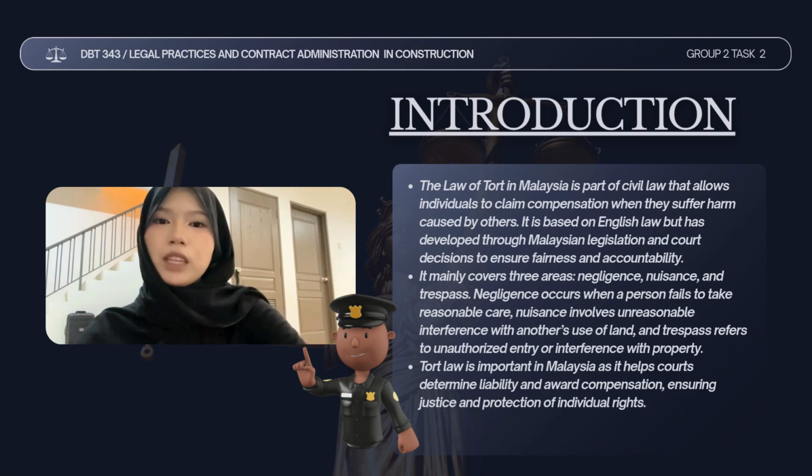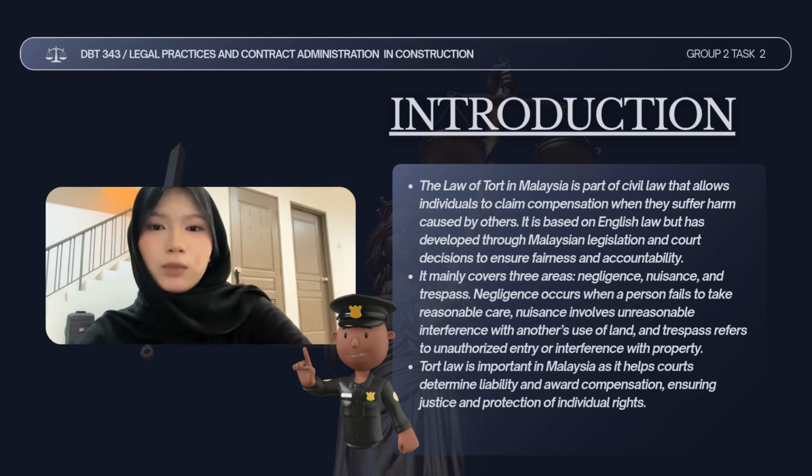So the intro would be, the law of tort in Malaysia is a part of civil law that allows individuals to claim compensation when they suffer harm caused by others. It is based on English law but has developed through Malaysian legislation and court decisions to ensure fairness and accountability.